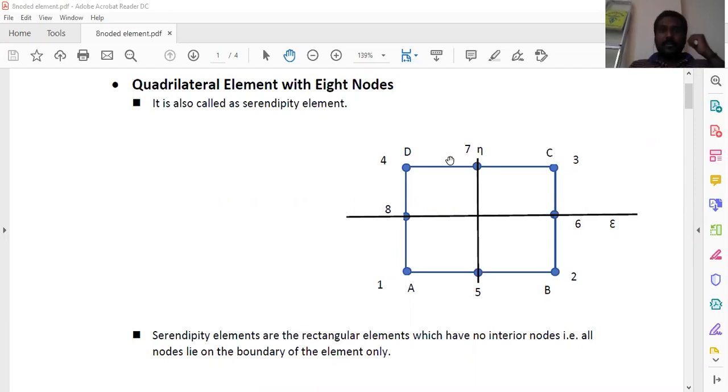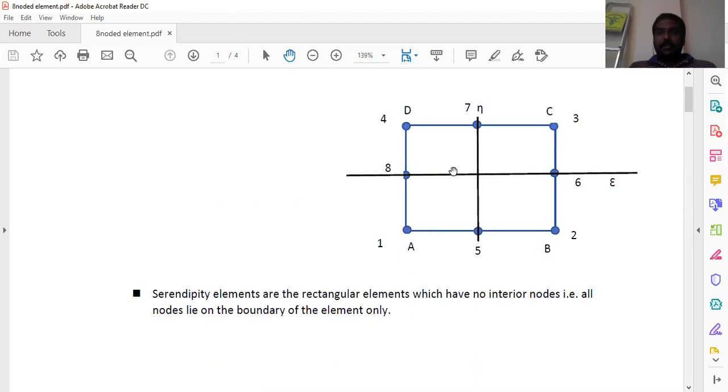Today we are going to see the quadrilateral element with 8 nodes. It is also called the serendipity element. Serendipity element means the element which has no interior nodes. That is, all nodes lie on the boundary of the element. Like in this figure, you can see 1, 2, 3, 4, 5, 6, 7, 8. 8 nodes are there. All the nodes lie on the boundary of this element. It is a rectangular element.